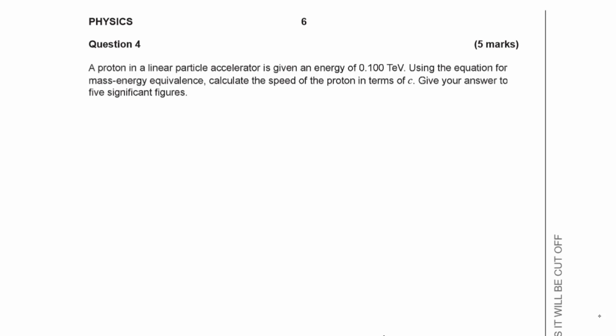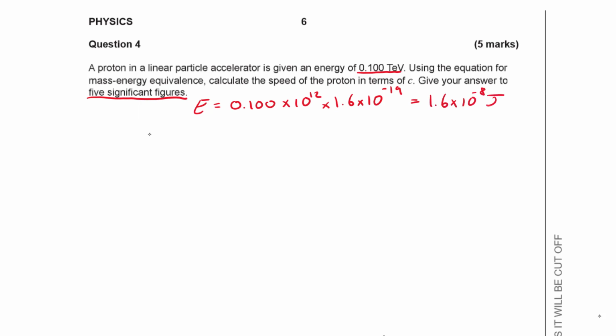Alright, question 4 is a bit of a mathsy one. You've got a proton in a particle accelerator that's being given an energy of 0.1 tera electron volts. You can interpret that as either being the kinetic energy or the total energy of the particle. The answer you get to 5 significant figures is going to be the same. So I'm going to do it using the total energy, which makes it a little bit easier. So the first thing I'm going to do is convert that energy value to joules. So 0.1 times 10 to the 12 for tera, and 1 electron volt is 1.6 times 10 to the negative 19, and you should get 1.6 times 10 to the negative 8 joules.